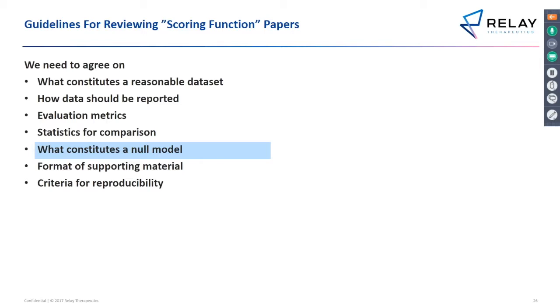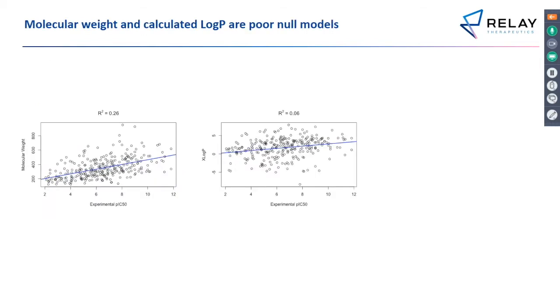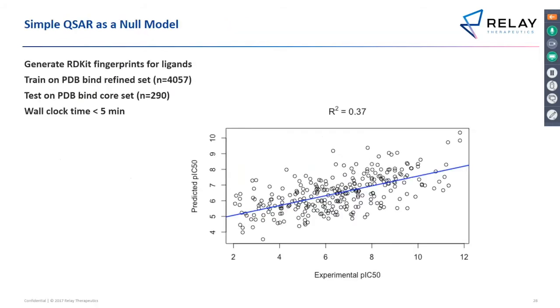Next up, what constitutes a null model? I see these papers all the time where we ran our method, here's the correlation that we got, it's much better than molecular weight. Yay, we win. But there's more information in that data set than molecular weight or log P, right? There's more there. So here's my suggestion for a really simple null.